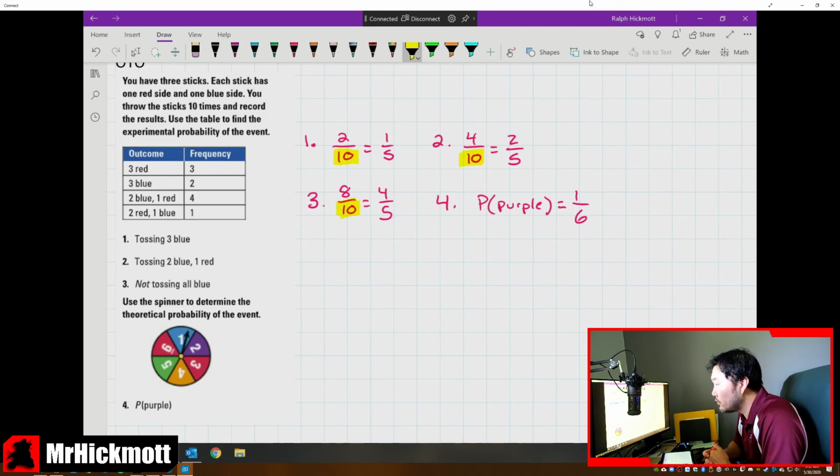So there were 2 times where 3 blue came up. The rest of the situations are favorable, so it'd be 8 out of 10. And then number 4 is a theoretical probability. If we spun this infinitely many times, we would expect the purple to come up 1 out of 6 times because there are 6 specific spots. Even though there's that double red, that does not change our probability for purple.